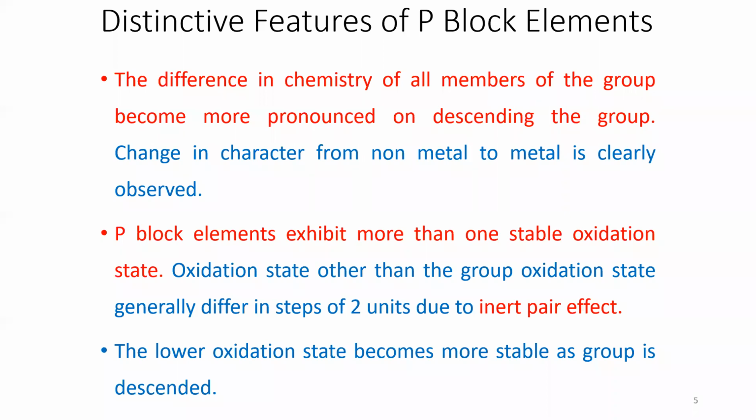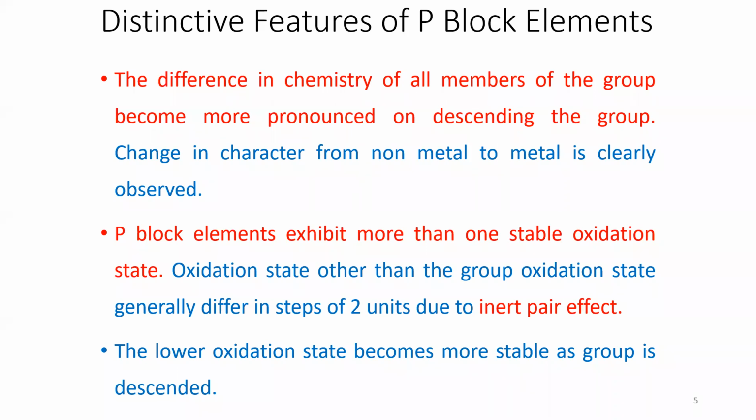When we get to group 15 also, your nitrogen and phosphorus are non-metals. Your arsenic and antimony are metalloids, while your bismuth is a metal. You get to group 16, the same thing. It's only in group 17 that they are all non-metals.